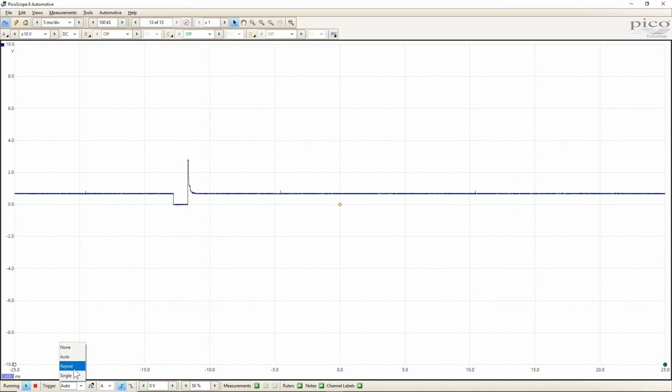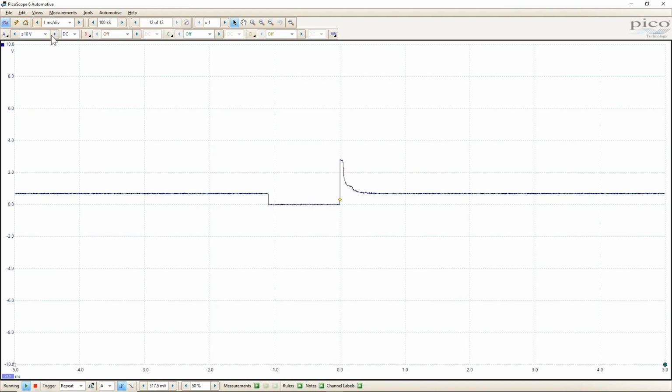But generally, I just use it on repeat if I use a trigger at all. So this little yellow dot's our trigger. So if we move it up to this point, and here is our slope. We're on a rising slope. So every time the voltage goes from low to high, it draws on the screen.